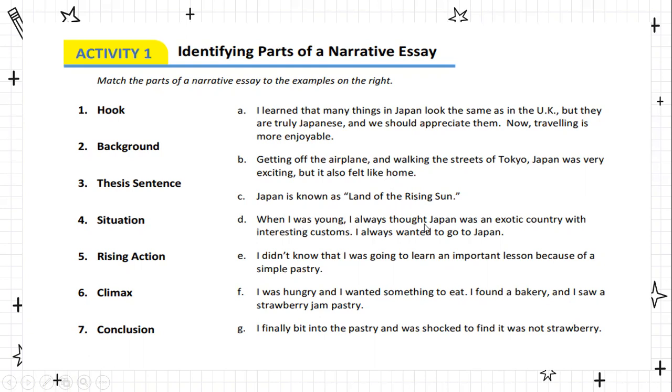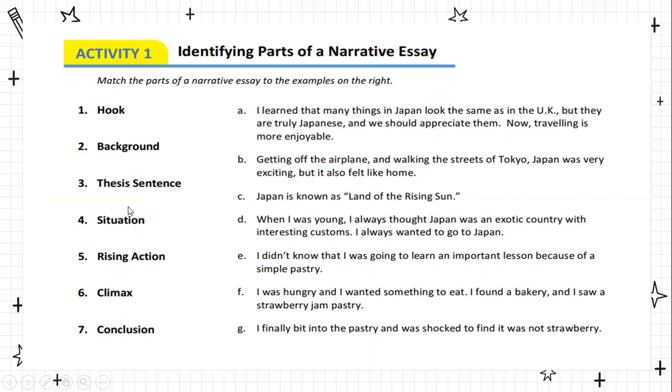"When I was young, I always thought Japan was an exotic country with interesting costumes. I always wanted to go to Japan." This might be background information telling me that this writer wanted to go to Japan. So maybe the writer will be telling me about his experience visiting Japan. Then the thesis sentence. Okay, "getting off the airplane, walking the streets of Tokyo, Japan was very exciting, but it also felt like home." So here we can see clearly the story, or what happened with this person after visiting Japan for the first time.